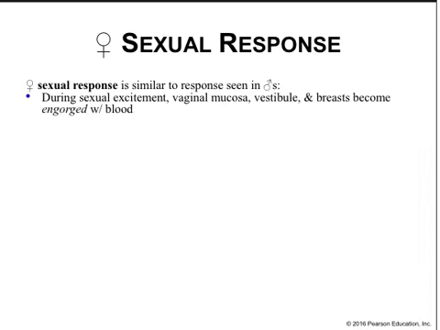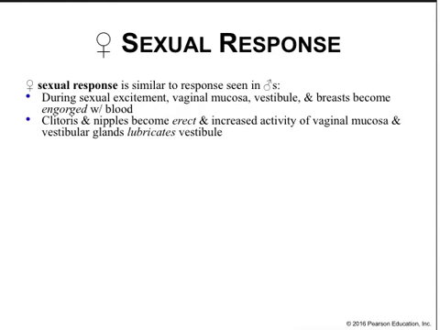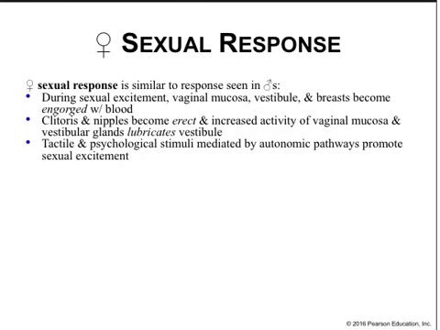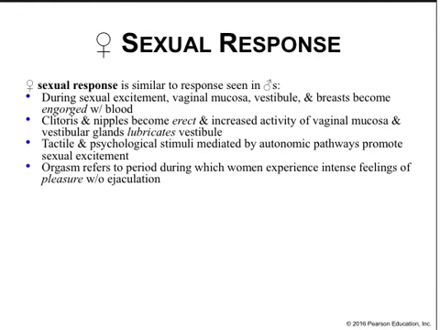Sexual response is similar in females to what we see in males. During sexual excitement, the vaginal mucosa, vestibule, and breasts are engorged with blood. The clitoris and nipples become erect, and increased activity of the vaginal mucosa and vestibular glands lubricates the vestibule. Tactile and physical and psychological stimuli are mediated by autonomic pathways and promote excitement.